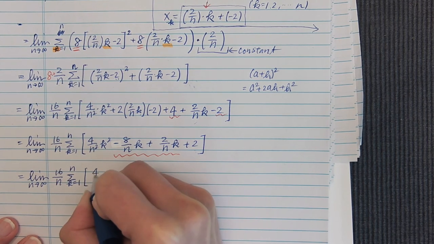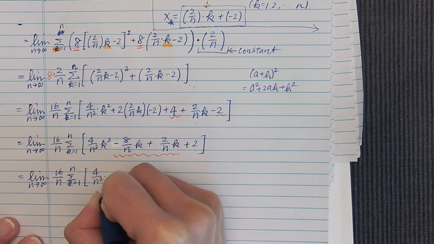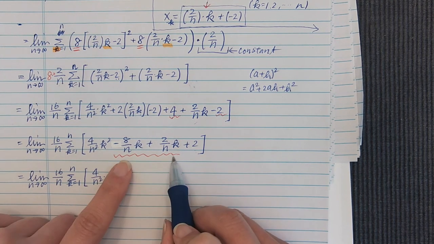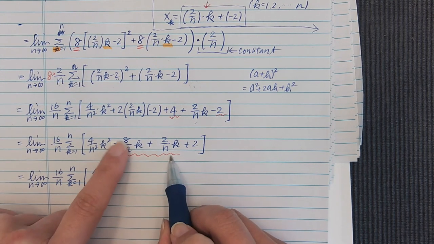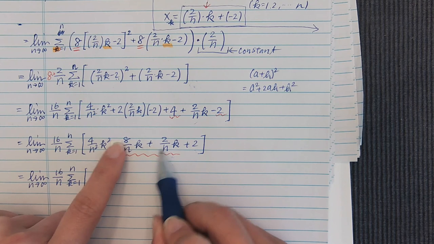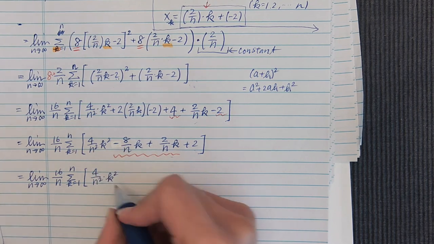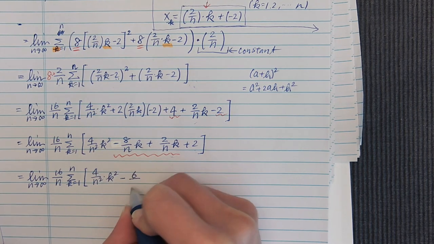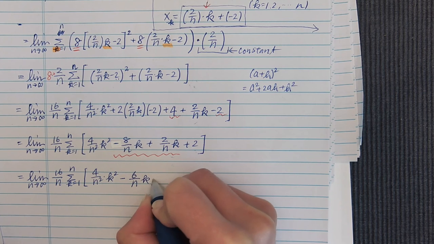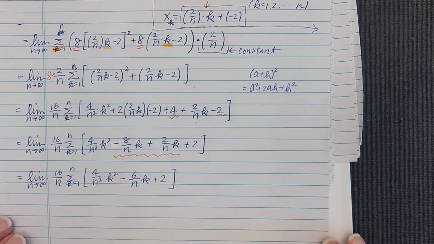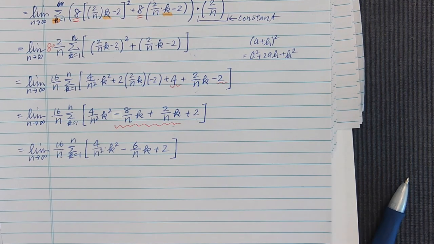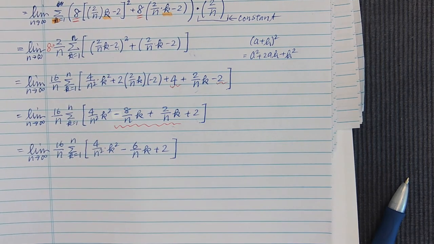Okay. So 4 over n squared k squared, right? This one combine the like terms though. Just a negative 8 plus 2. Wait, what's the negative 8 plus 2? It's a negative 6, right? Negative 6 over nk, then plus 2. Okay. Are there any questions so far? Are you guys with me? Got it.